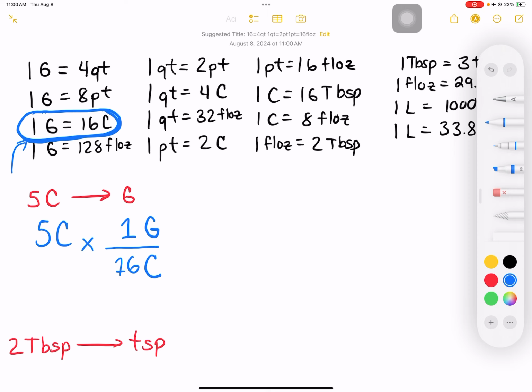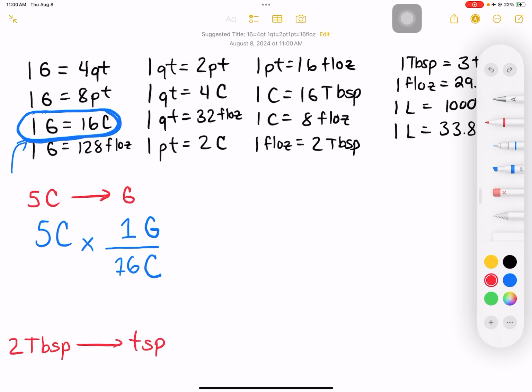And why do I have the 1 gallon on the top and the 16 cups on the bottom? Because the given unit is cups. The given unit has to go on the bottom so that those two cancel out when I carry over my dimensional analysis. That's the reason why I'm putting the 1 on the top and the 16 on the bottom, because that's what the units are telling me to do.